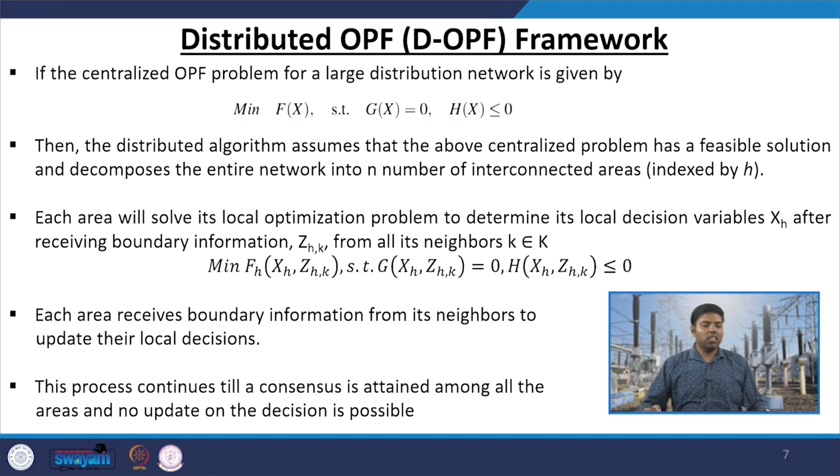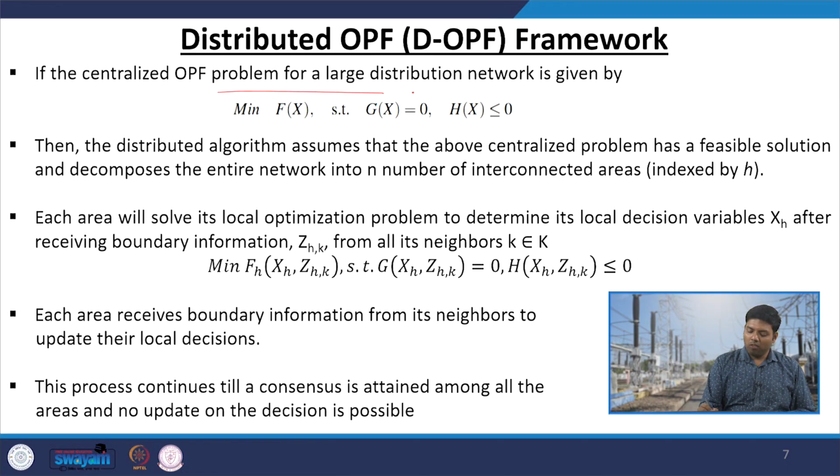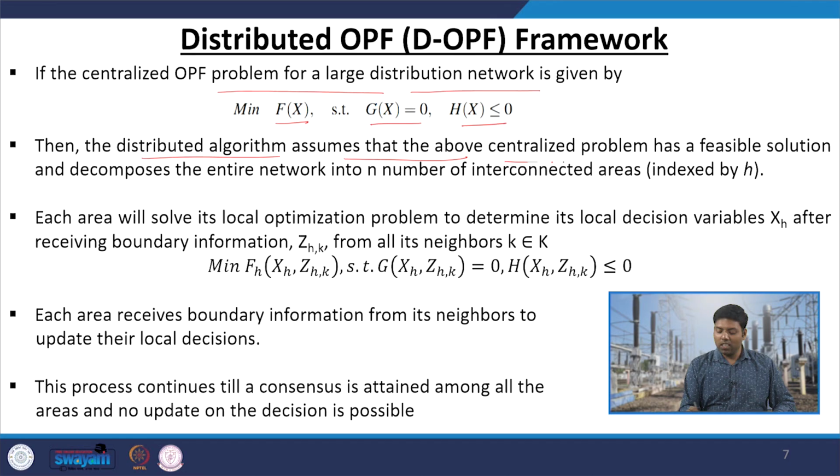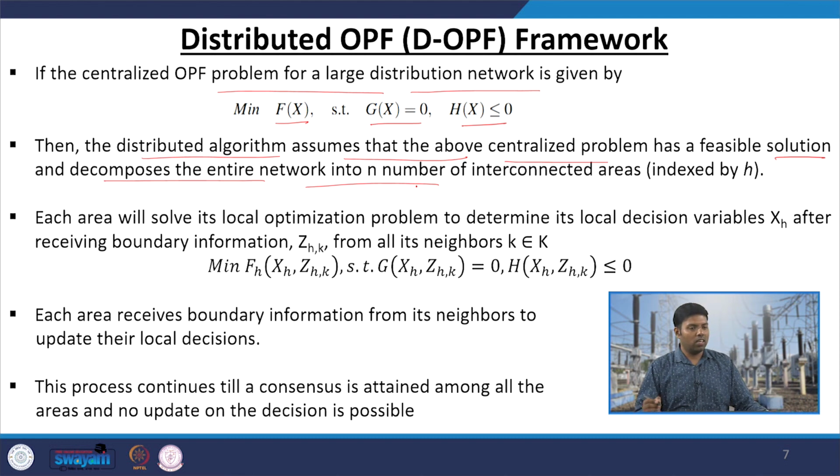So, for the distributed OPF framework, if the centralized OPF problem for a large distribution network is given by minimization of f(x) subject to the constraints g(x) and h(x), then the distributed algorithm assumes that the centralized problem is a feasible problem and has a feasible solution. That is the primary consideration, and then we decompose the entire network into n number of interconnected areas.